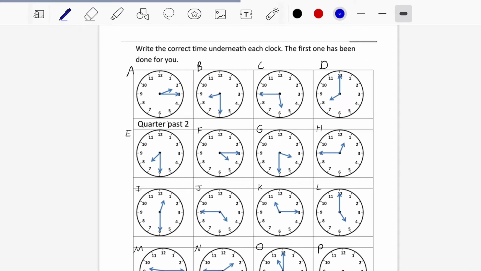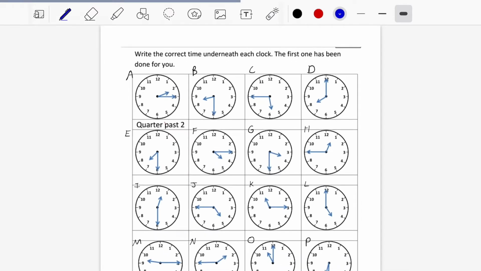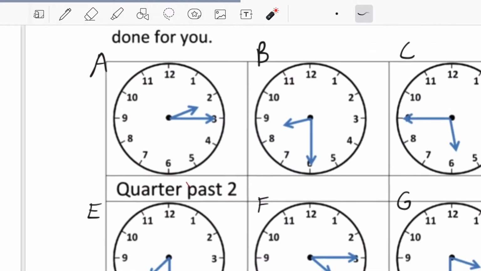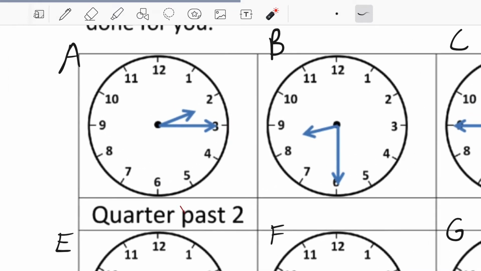Let's do an exercise. Write the correct time underneath each of the clocks. The first one has already been done. So this one, the short hand is pointing at 2, and the long hand, the minute hand, is pointing at 3. So we know that this is 5, 10, 15 minutes past 2. Or we can also call this quarter past 2. Quarter meaning it's completed a quarter of the circle.